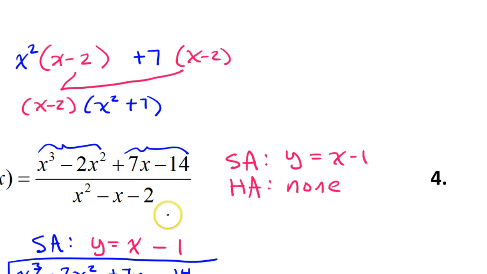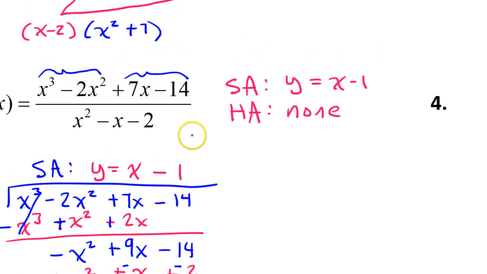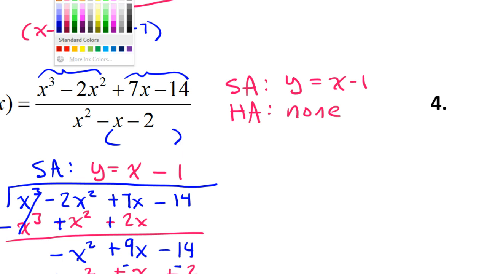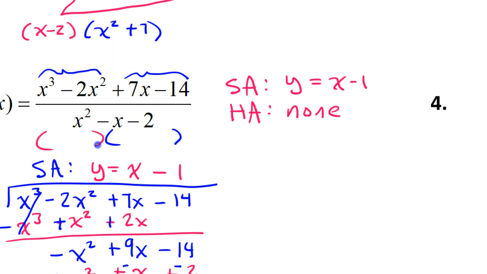Okay, what about the denominator? So let's see, if I look at the denominator, this is probably going to factor as a binomial times a binomial. So x squared can only factor as x times x. All right, 2 can only factor as 2 times 1. I'm shooting for a negative 1 middle, so I'm going to need a negative 2 and a positive 1.